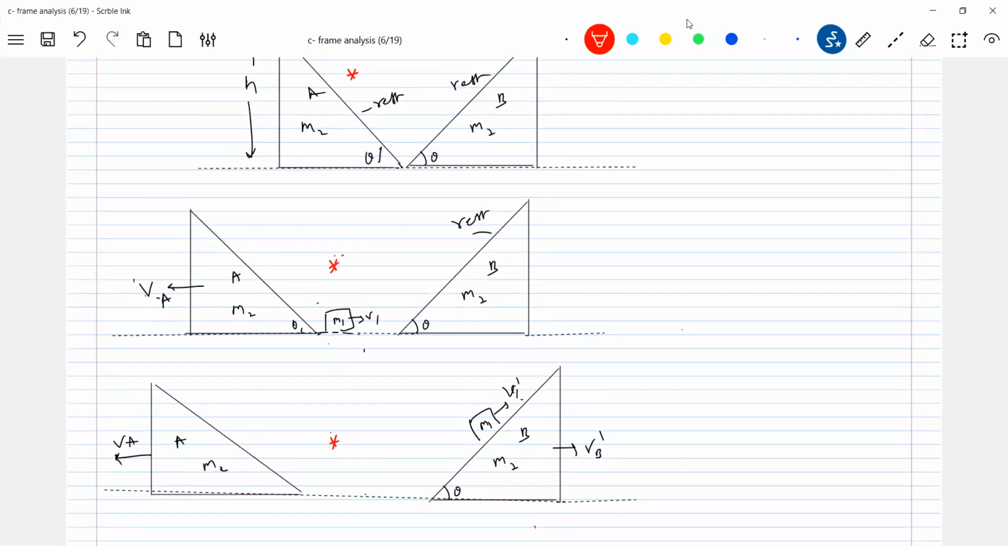Clear this? Okay, now let's analyze here. What will happen to the block? What are the forces that are acting? N1. Now, what makes the wedge move? The normal contact. Here, M1 g sine theta. Now, what do you expect the speed of the block to do? It keeps on decreasing, no?